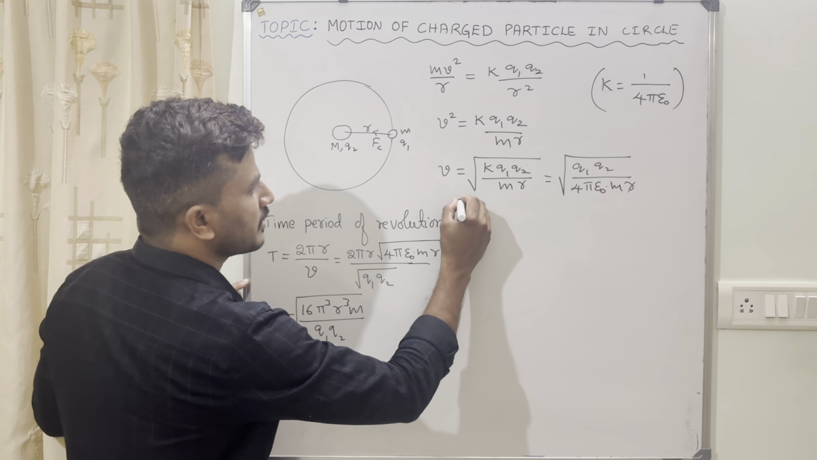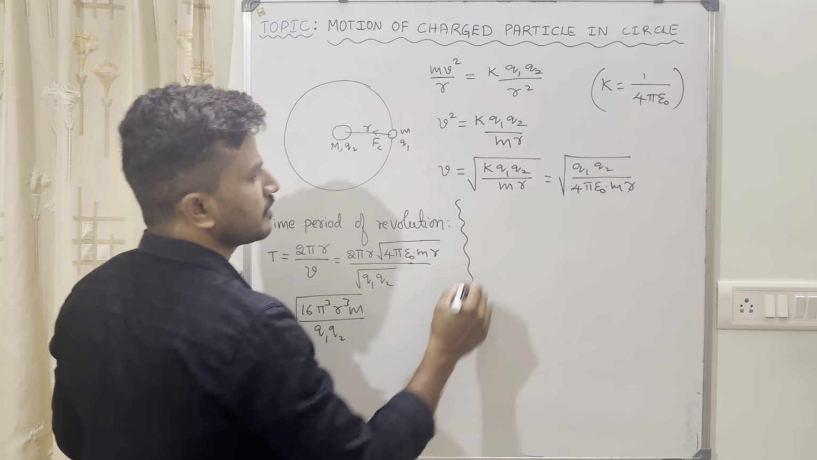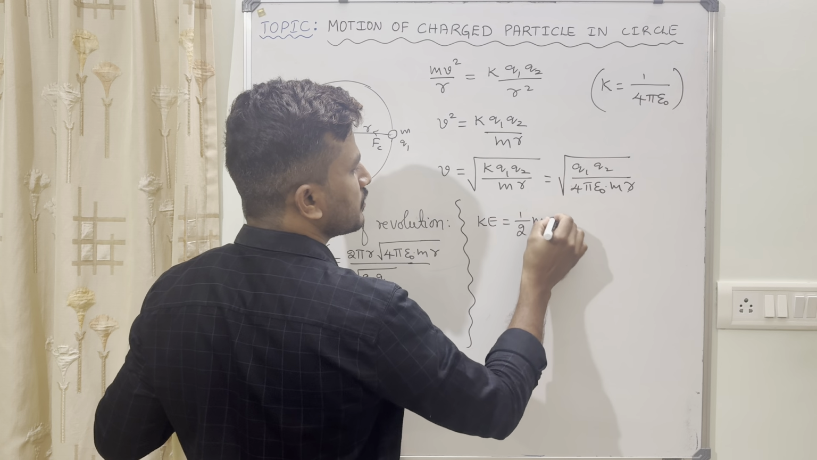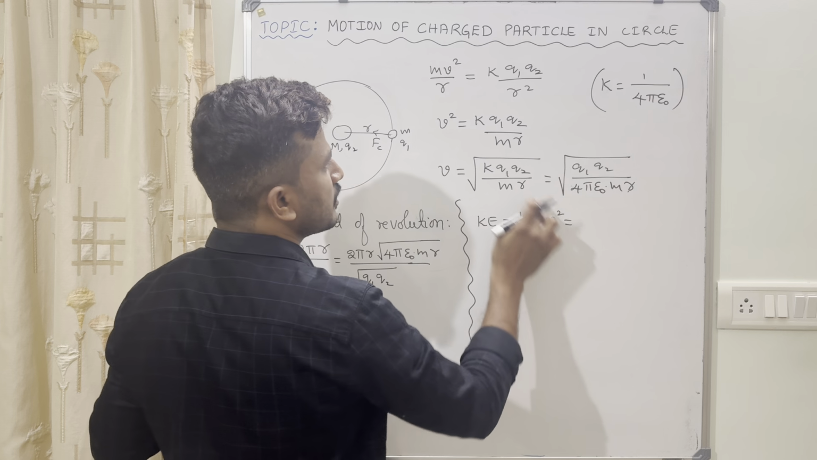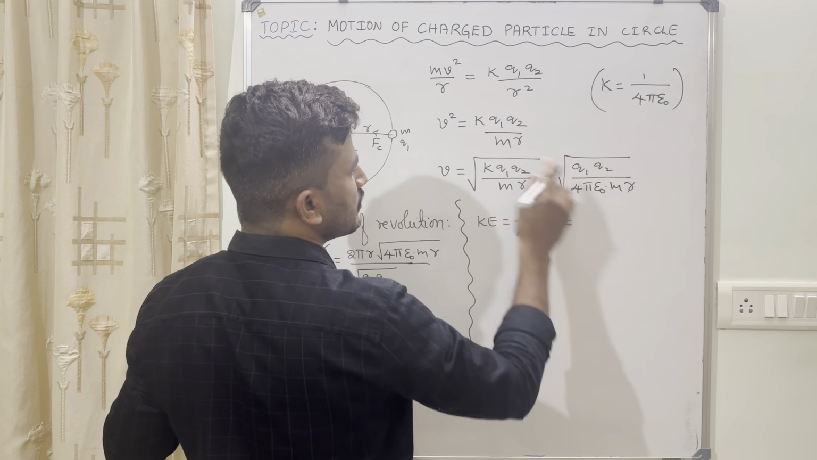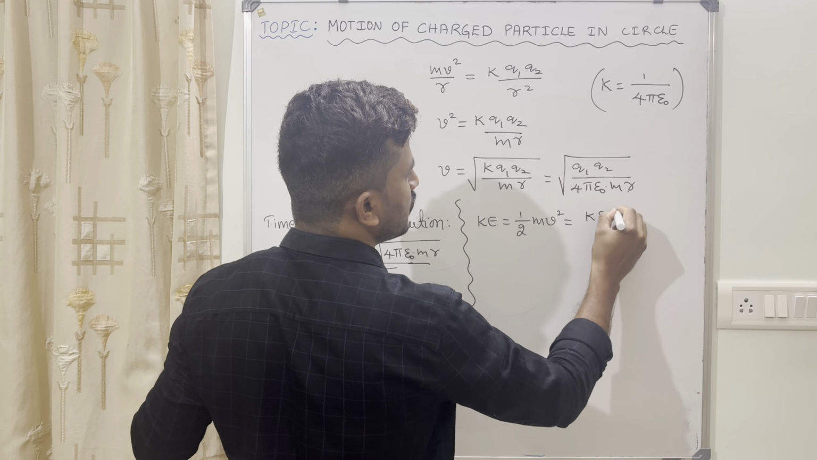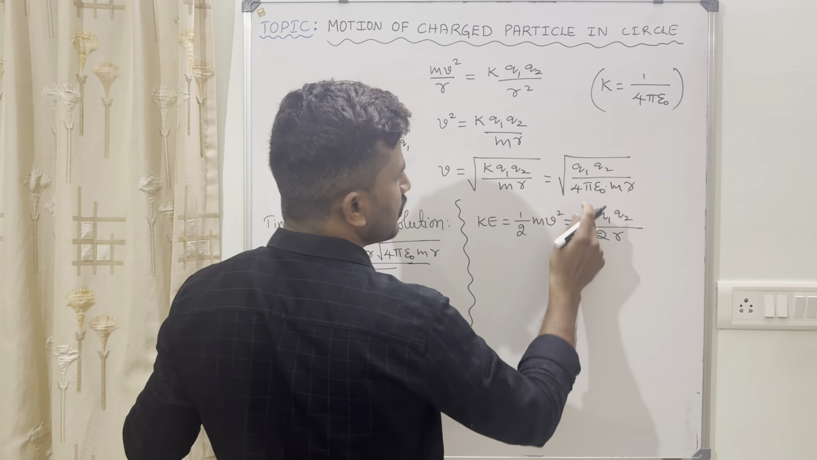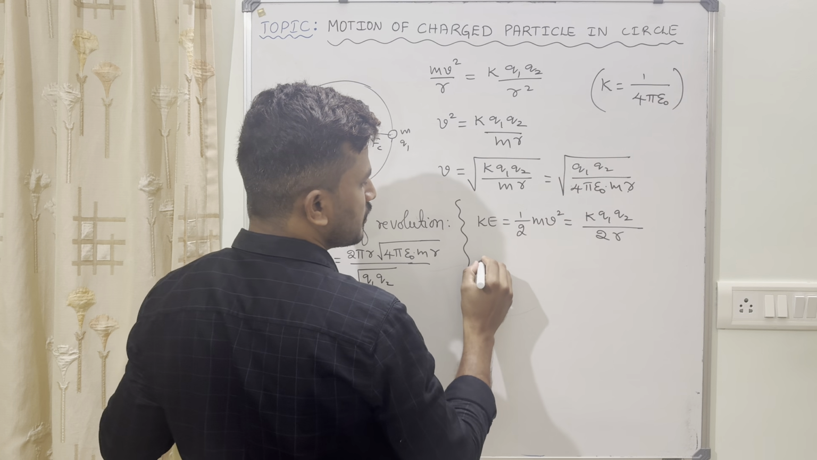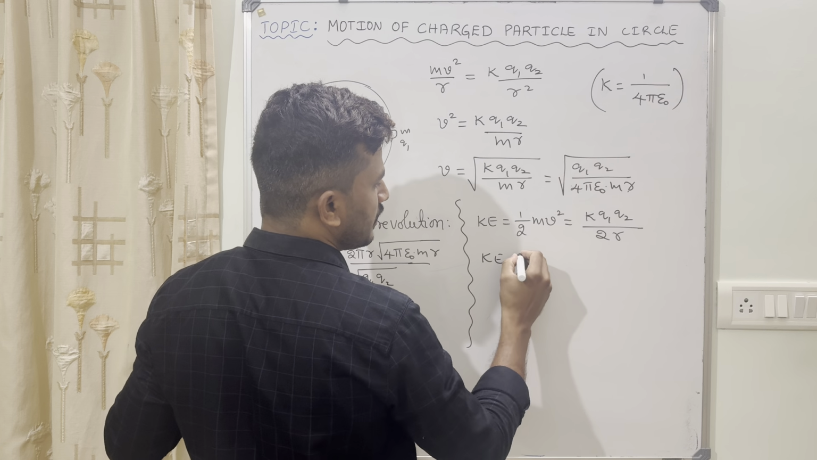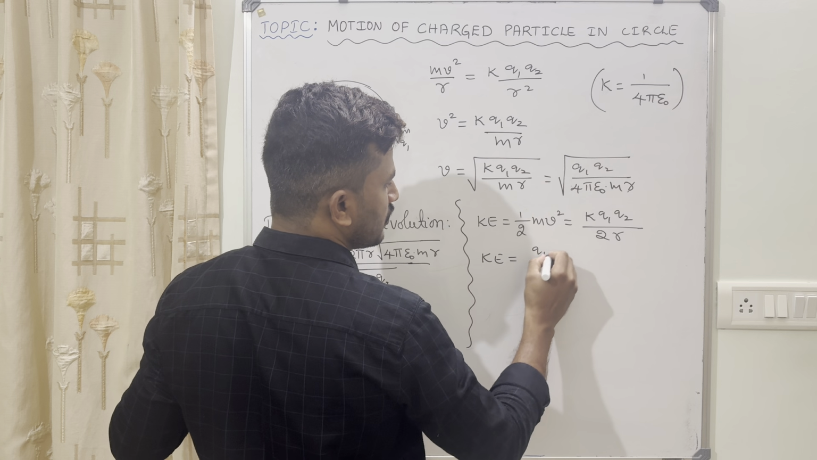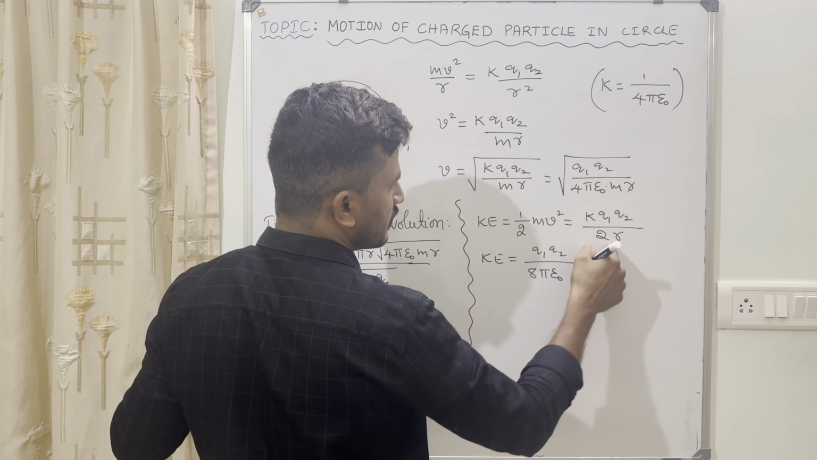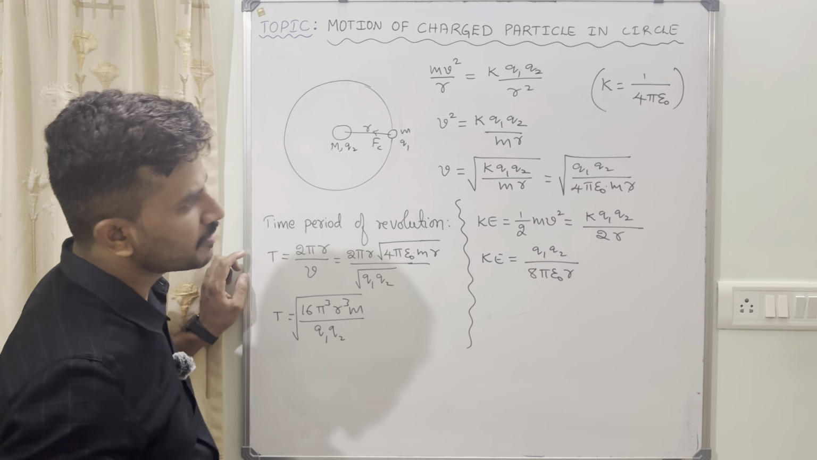Then what else can we calculate? What about the kinetic energy? Kinetic energy K is equal to half mv square. If I substitute this one here, m and m get cancelled, v square will be k q1 q2 divided by m r, so with the 2 it becomes k q1 q2 by 2r. What is the k value? 1 by 4 pi epsilon naught. If you substitute, 4 2s are 8, so q1 q2 divided by 8 pi epsilon naught into r. This is the expression for kinetic energy.